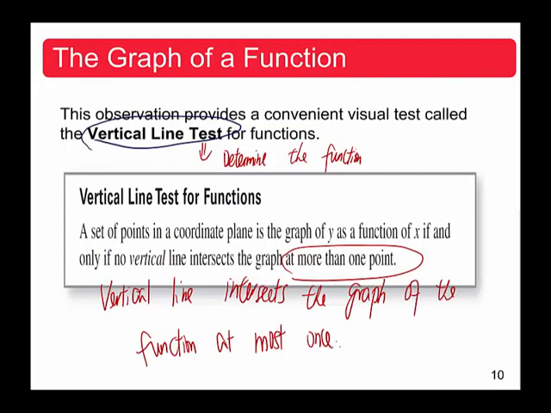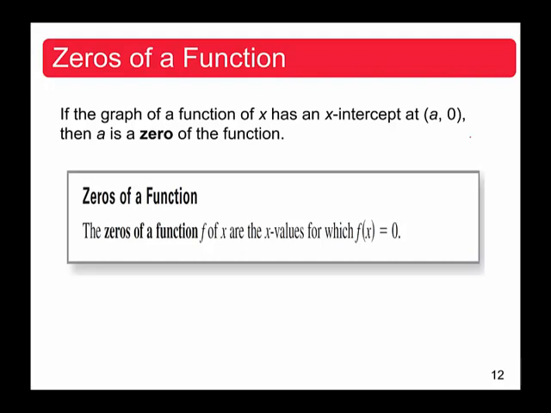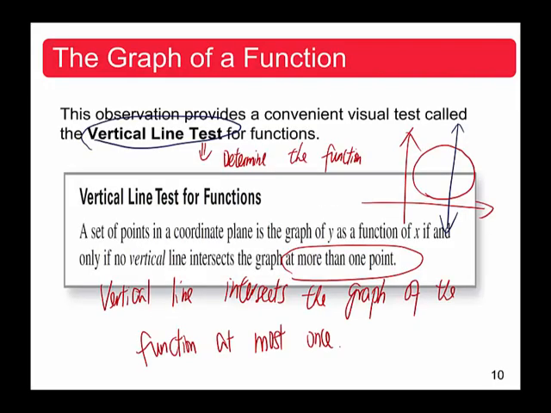Okay, that's the essence of the vertical line test. So I'm just quickly giving you an example. Let's say we have a circle here. If you look at a circle and draw the vertical line, you're going to have 2 intercepts. So if you draw any vertical line, you have 2 intercepts here. So this is not a function. It's a relation, but not a function.